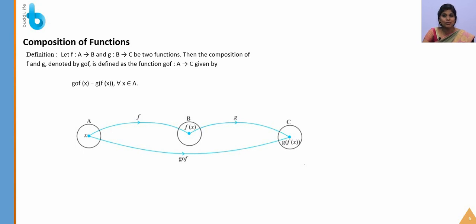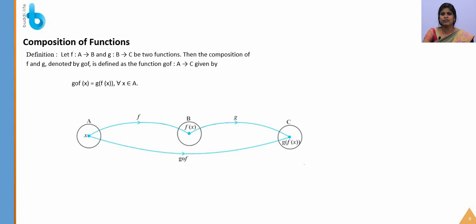Guys, we'll see composition of functions now. First we'll see the definition. Let f be a function from A to B and g be a function from B to C. Okay, be the two functions. We have taken two functions f and g, where f is a function from A to B and g is a function from B to C.